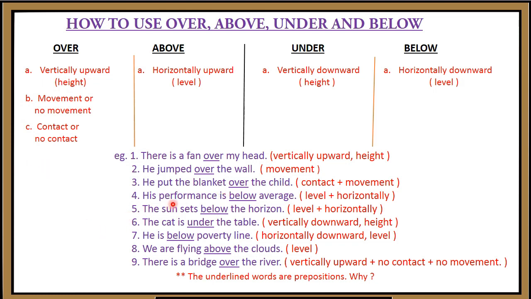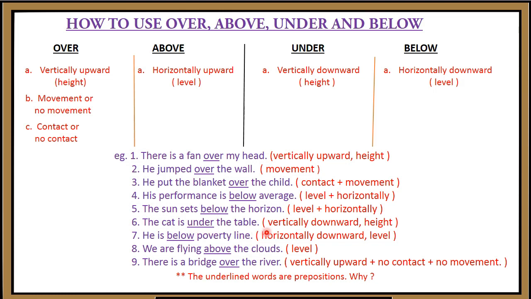Now, his performance is below the average. Average is the level here and it is horizontal, so below is used. The sun sets below the horizon. Same case, horizon is the level and it is used as horizontally, that is why below is used here.